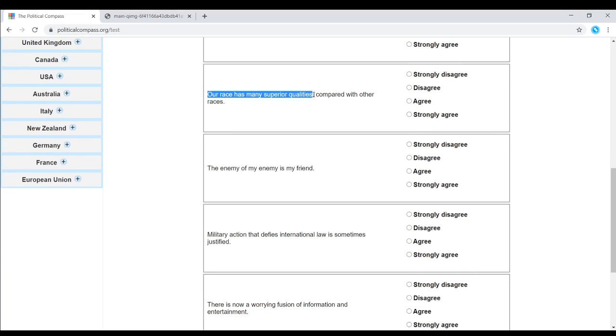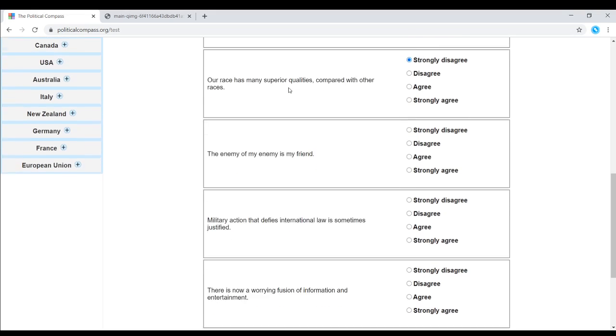Our race has many superior qualities compared with other races. I strongly disagree. I'm not a white supremacist. I think white supremacy is evil. And I also think that racism itself isn't founded very well on actual biological evidence. I think it's dumb to ignore certain racial qualities. I think it's true that certain races have different qualities, but I would never say that different races have superior qualities. But I think it would be dumb to just try and ignore the fact that there are differences between races. They're visible, they're obvious. But I'm going to strongly disagree with that nonetheless.